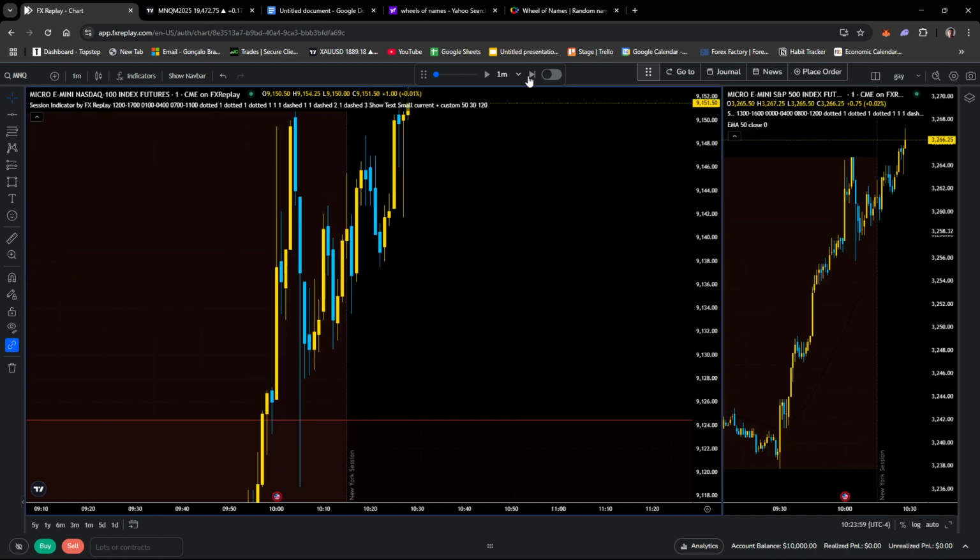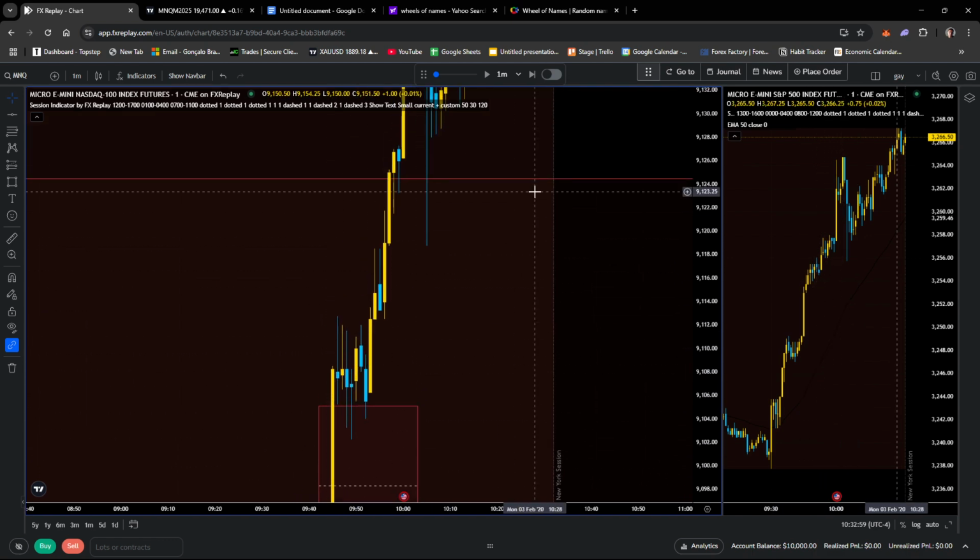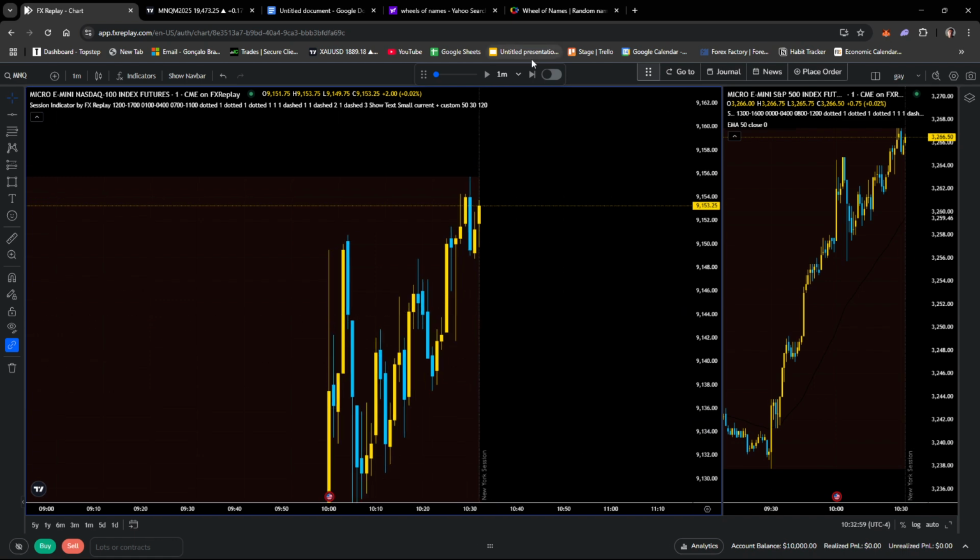Okay, let's go to the next macro. Potentially, the only setup here was this. It just didn't really have enough of a deep retracement for me. Potentially, we should have taken it, but let's find another setup.